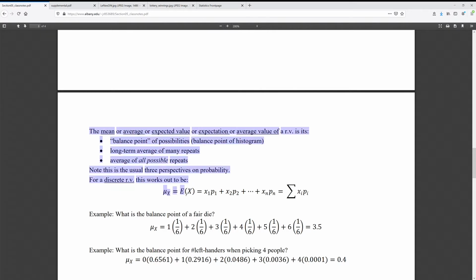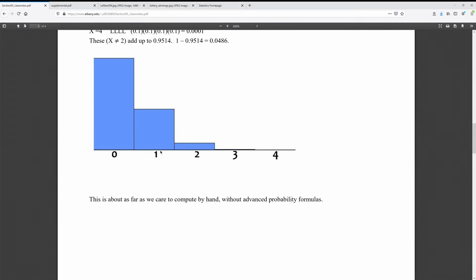For this reason, if an author is trying to impress somebody, then they tend to call it E of X, E for expected value, expectation. But I'm not going to use this too much except to note that our book and WebAssign may occasionally stray into it. Call it mu sub x, call it E of x. Either way, we're talking about the mean or average of a random variable. And that is literally the balance point of possibilities.